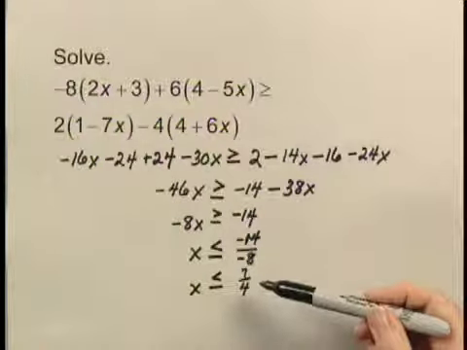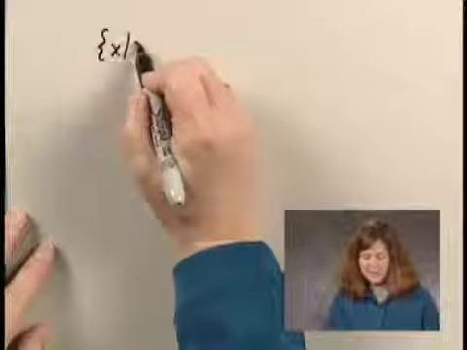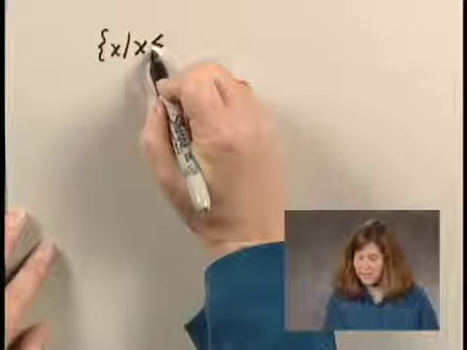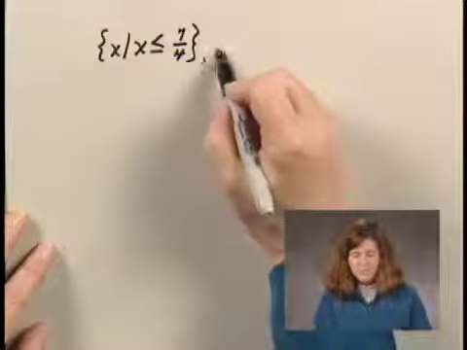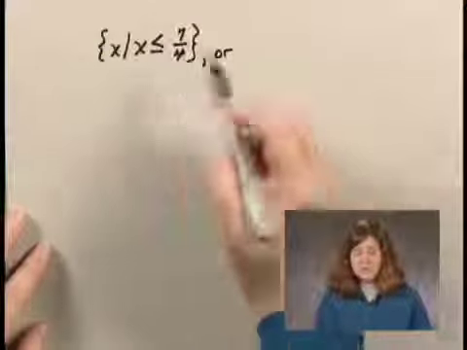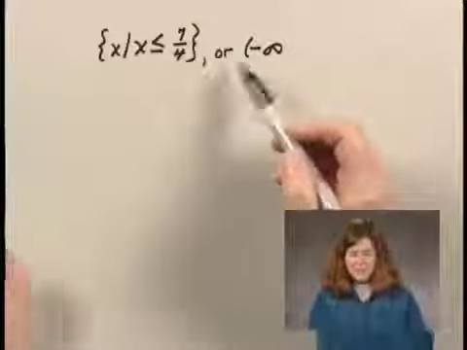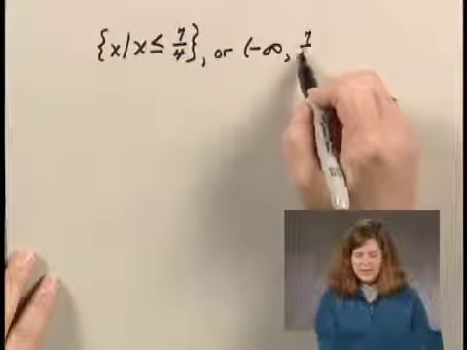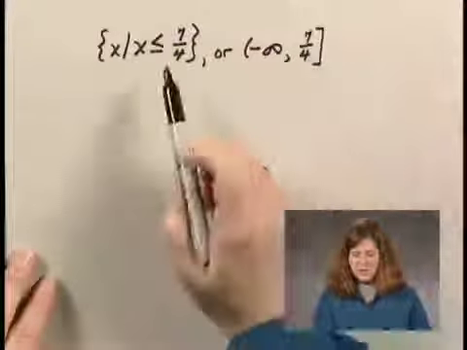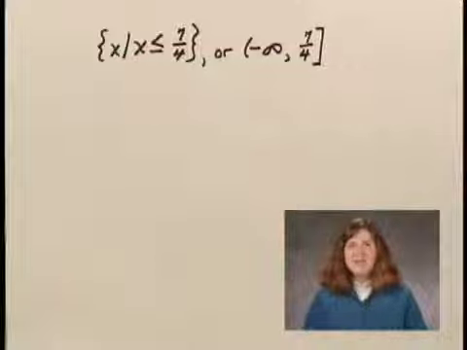Now this is an inequality. In order to write that as a solution set, I write it with set notation. The set of all x such that x is less than or equal to 7/4, or in interval notation, it's less than or equal to 7/4, so I go all the way down. There's no left limit, so I use negative infinity to 7/4, and I use a bracket to show that it could equal 7/4 as well. Both of these are ways to write the solution set of that inequality.